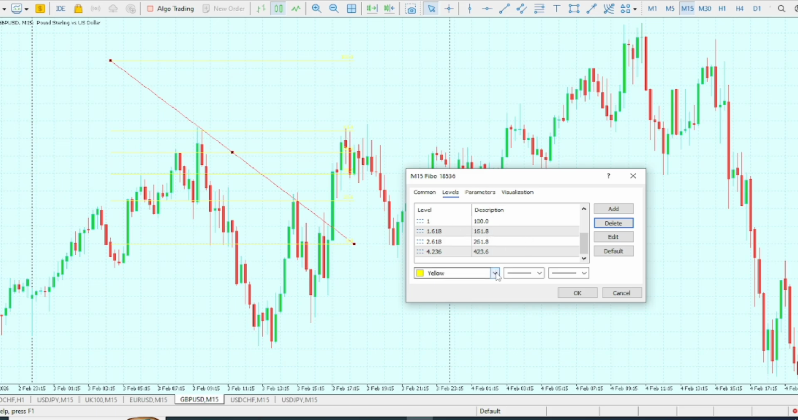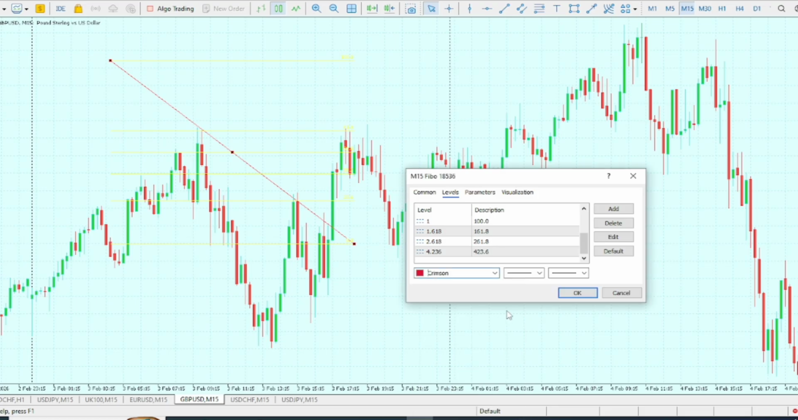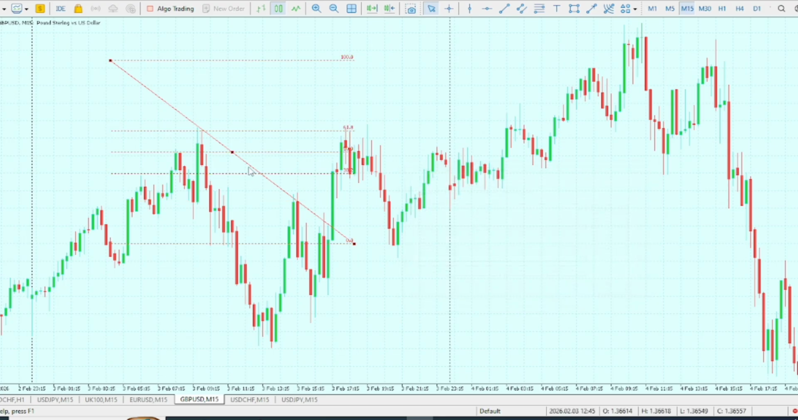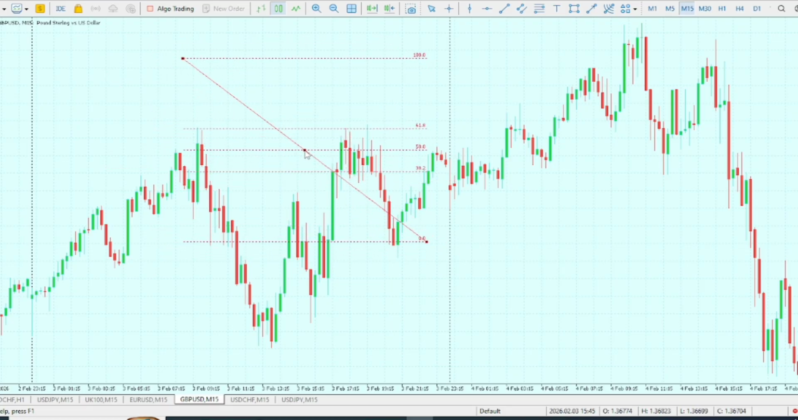Then you go to the lines. Then you choose the color you want. I prefer red. Then you choose the thickness of the line, or you can choose a thin line like this. I prefer this one, and then click OK. Now it looks like the one we're using. Have you seen, guys?